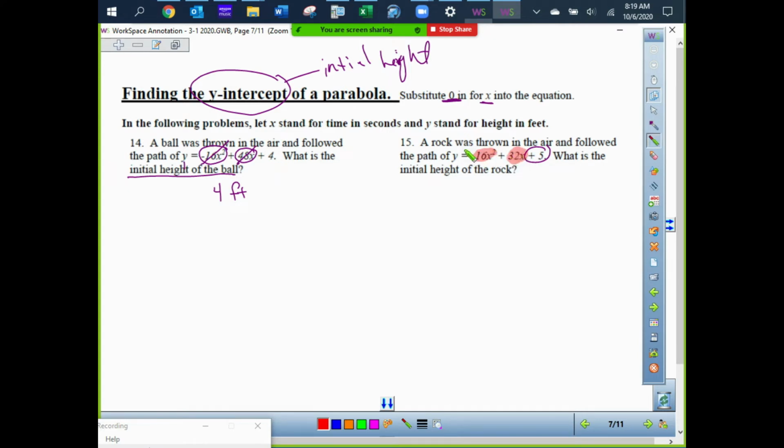So if a rock was thrown in the air and followed this path, what is the initial height of the rock, my friends? That is 5 feet. Too easy, right? What you really have to understand is the initial height is the y-intercept. How do you find the y-intercept? Let x equal 0 in that case.